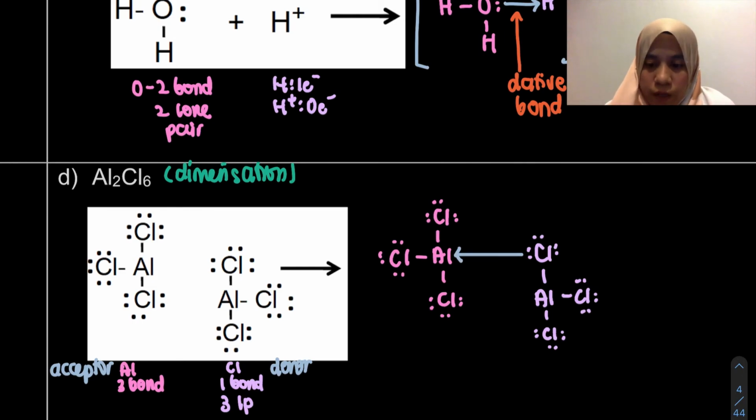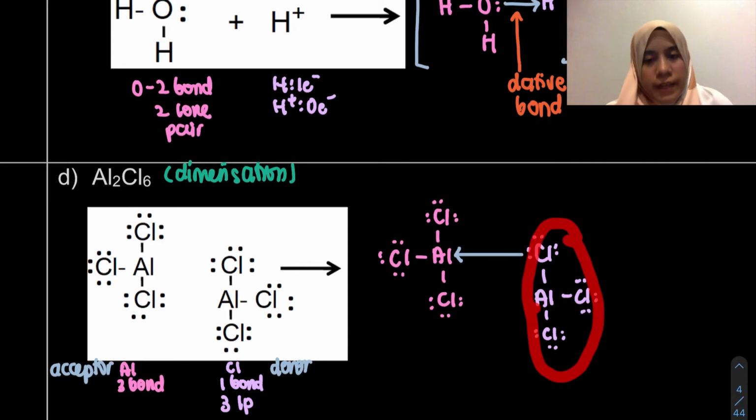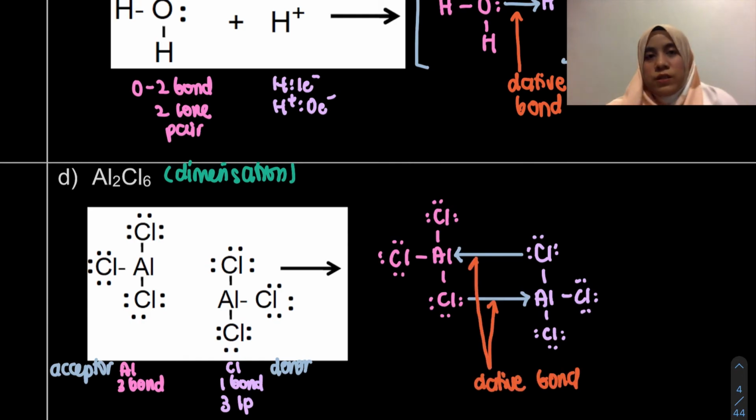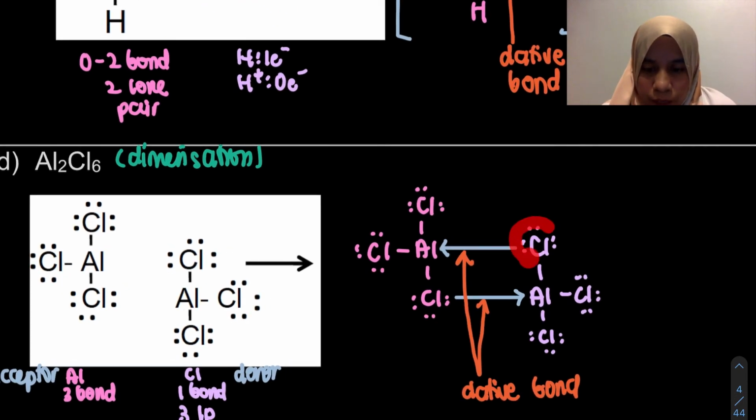Tapi, okay, so the second species ni, the aluminium itself does not achieve octet yet. So what happen? Chlorine dekat sini pula akan share the electron to our aluminium here. Dia sweet kan, sesama sharing macam tu. So here is our dative bond. So I'm going to label it as, this is what we call as our dative bond. Okay, dalam case ni, sebab yang chlorine ni donate to our aluminium here.